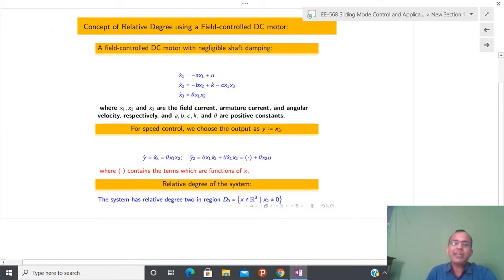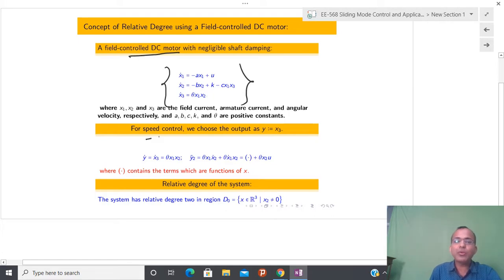So now I have taken a very simple example, that is the field controlled DC motor. You have already seen this example several times. Here x1 is field current, x2 is armature current, and x3 is angular velocity. Please make sure that this is the mathematical model, because you are already aware of how to do mathematical modeling of this. I have already talked about that, and due to that reason I am no longer going to talk about this.